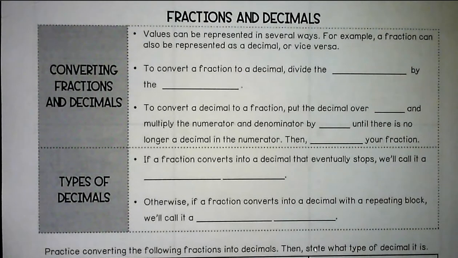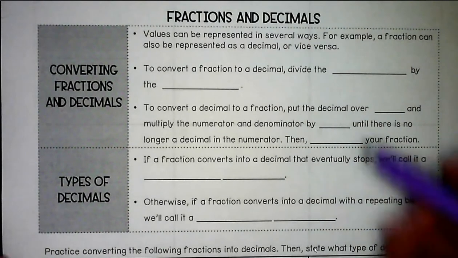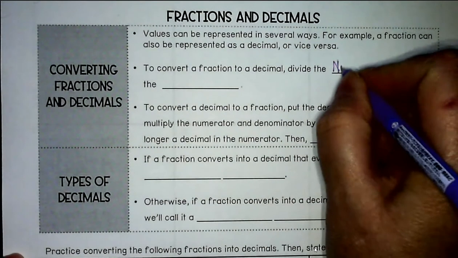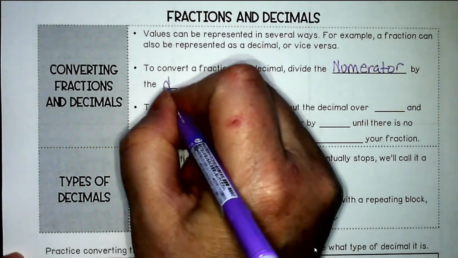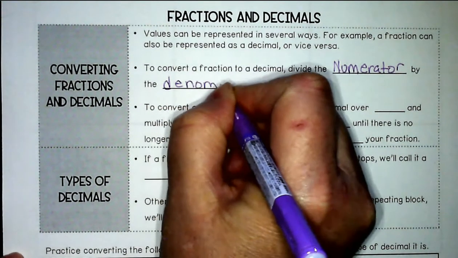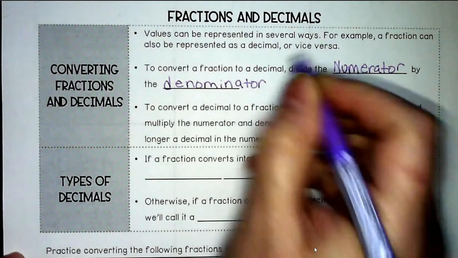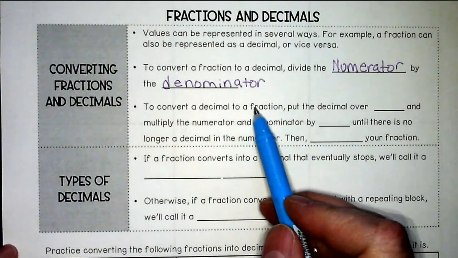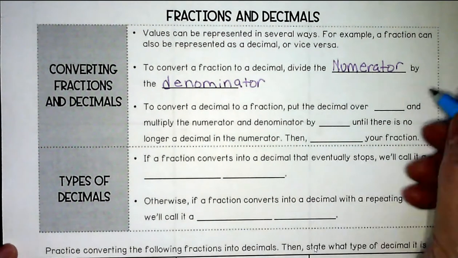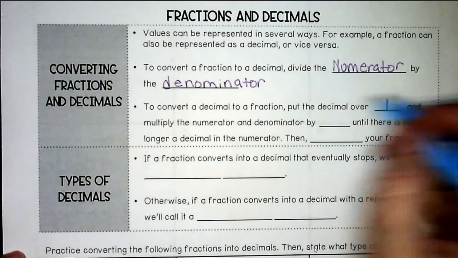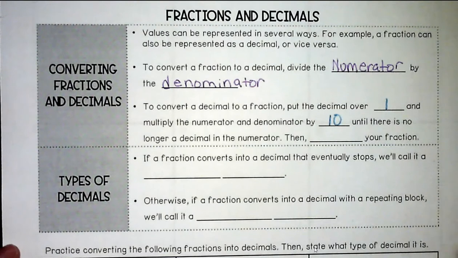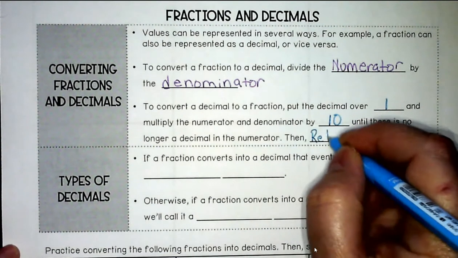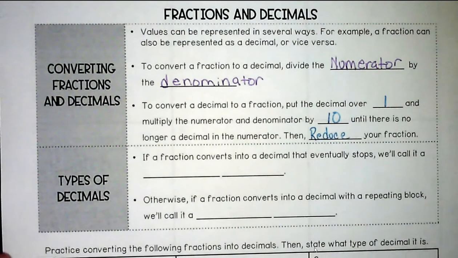to a fraction. To convert a fraction to a decimal, you divide the numerator by the denominator. Now, to convert a decimal to a fraction, put the decimal over 1 and multiply the numerator and denominator by 10 until there is no longer a decimal in the numerator. Then reduce your fraction. We're going to go over several of those, so if you don't understand what I'm saying, that's completely fine.